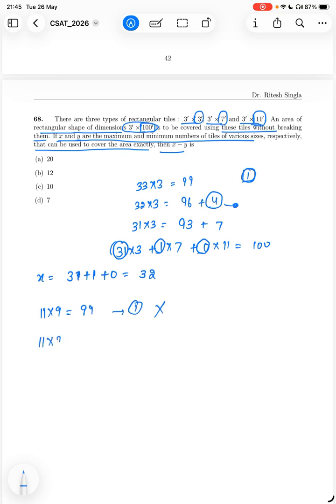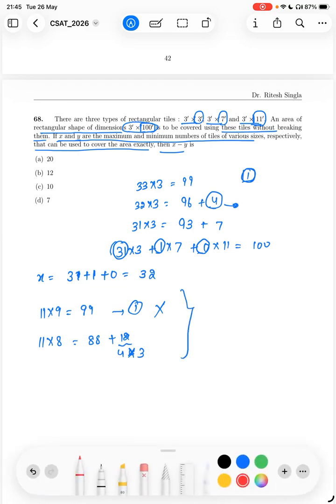The next one is 8 tiles of 11's length. It is 88 plus 12, and 12 is 3 into 4. So 4 into 3. So we can cover it, right? So if you merge them, it is 4 tiles of size 3 plus 0 tiles of size 7 plus 8 tiles of size 11, which gives you 100. So y is 4 plus 0 plus 8, which is 12.